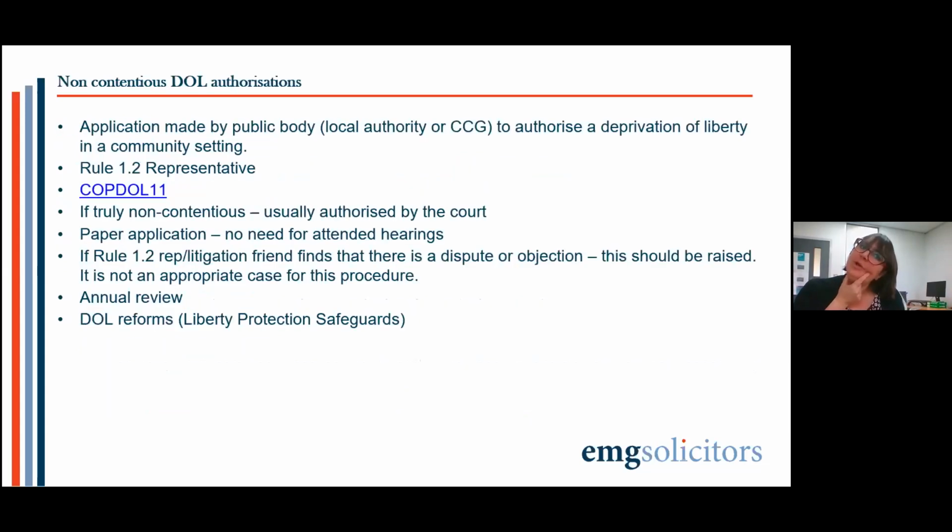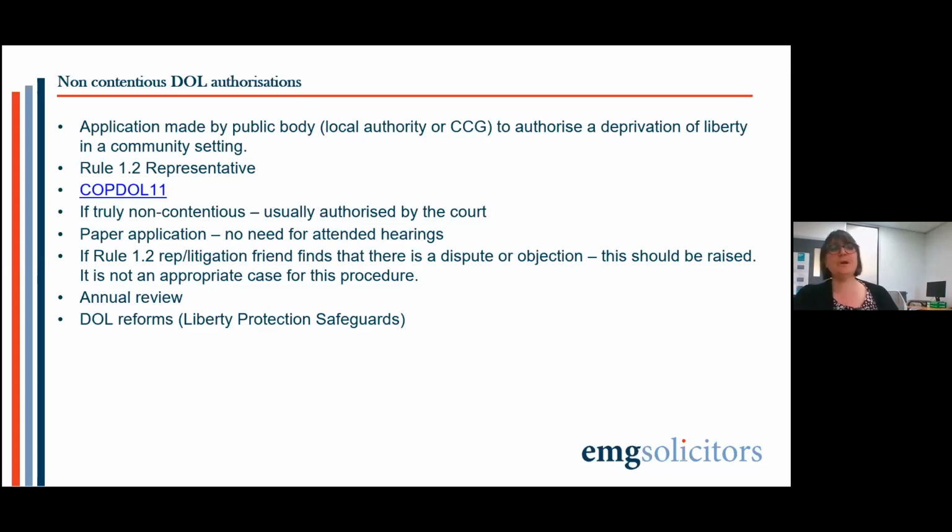This is the only slide I've got on the non-contentious deprivation of liberty authorizations. Application is made by the public body, usually local authority, but sometimes CCG, on the basis that the person's deprived of their liberty and that needs to be authorised. This can be either because that public body is funding the care directly, and so it's clear that they are responsible for it, that is, the deprivation of liberty is imputable to the state, or it can be because there's a private care package that the local authority has become aware of. They've been notified that this person is deprived of their liberty, and then they are under an obligation to bring that before the court.